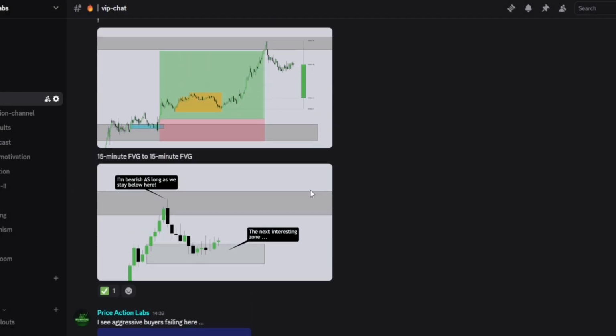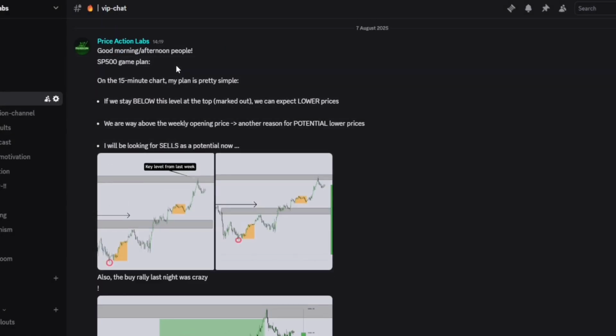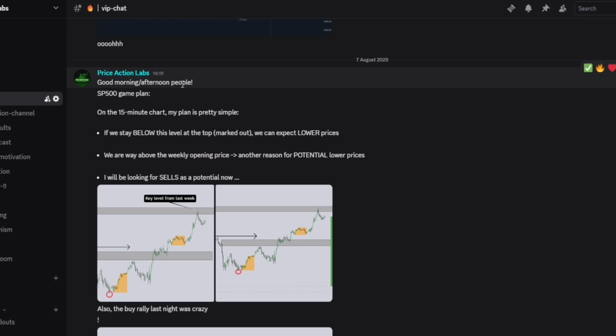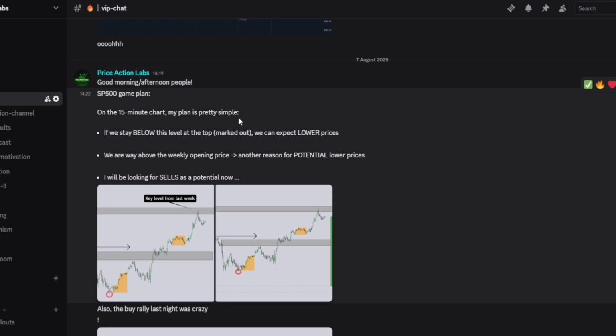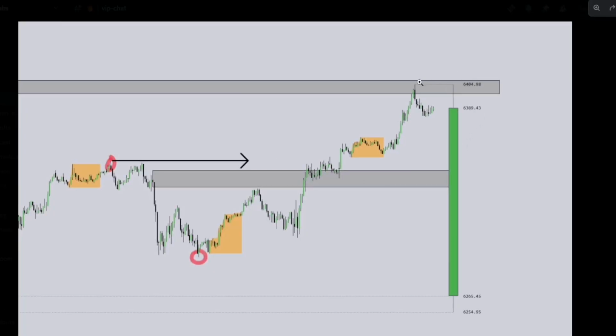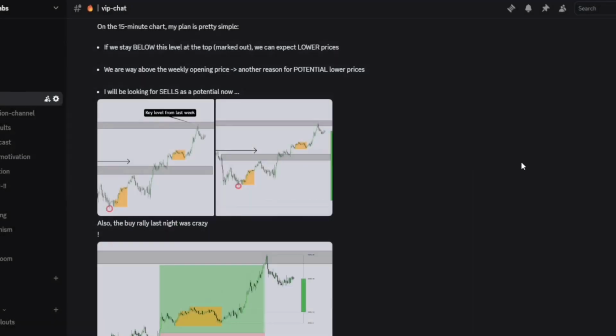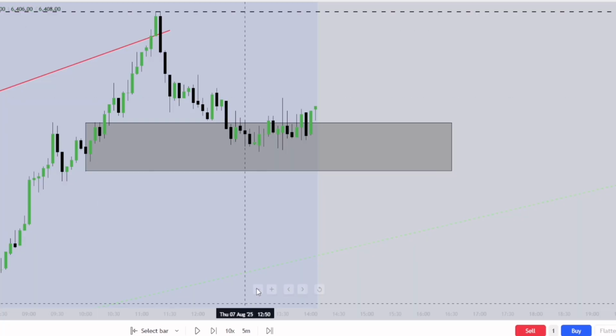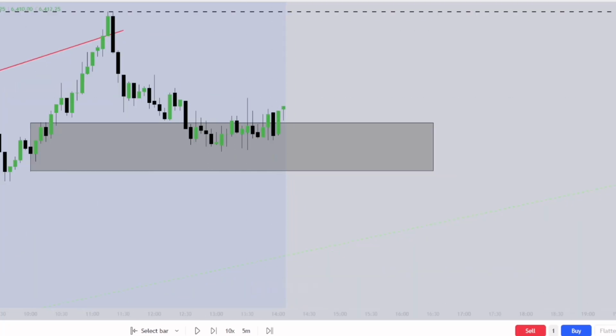Just for full transparency, this was given out at around 14:19 UK, so that's 20 past 2, about 10 or 11 minutes before market open. Again, we're looking for a potential break and retest lower, targeting the fair value gap over here, the previous day key level. So this is how we do it.